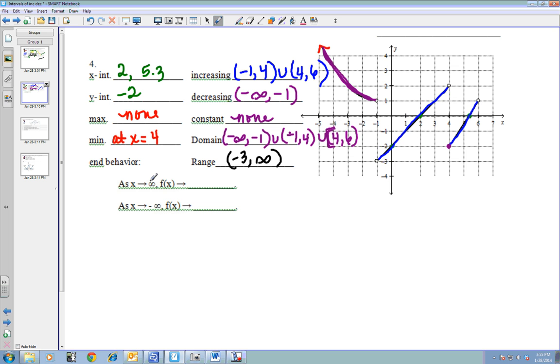Okay, as x goes to infinity, so I'm looking at the right-hand side of my graph. As I go to the right-hand side of my graph, as x goes to infinity, where do my y values go? Well, you see that it stops right here? So I don't know where it goes. I can't say as x approaches infinity what my graph does. So I'm just going to put a dash, or you can put not possible, or not possible would work. As x goes to negative infinity, so as x goes to negative infinity, that I'm talking about the left-hand side of my graph, it approaches positive infinity.